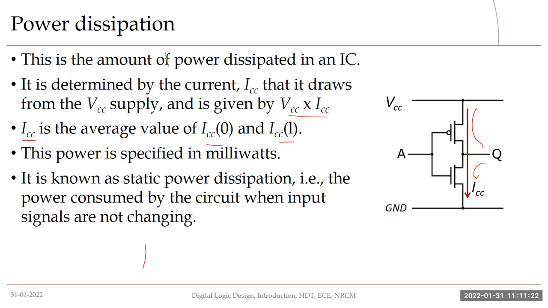Generally, we are expecting the power in milliwatts. Smaller the power consumption, better is the circuit. Less energy it will take from the batteries that we have. So based on that, we can have our power consumption.